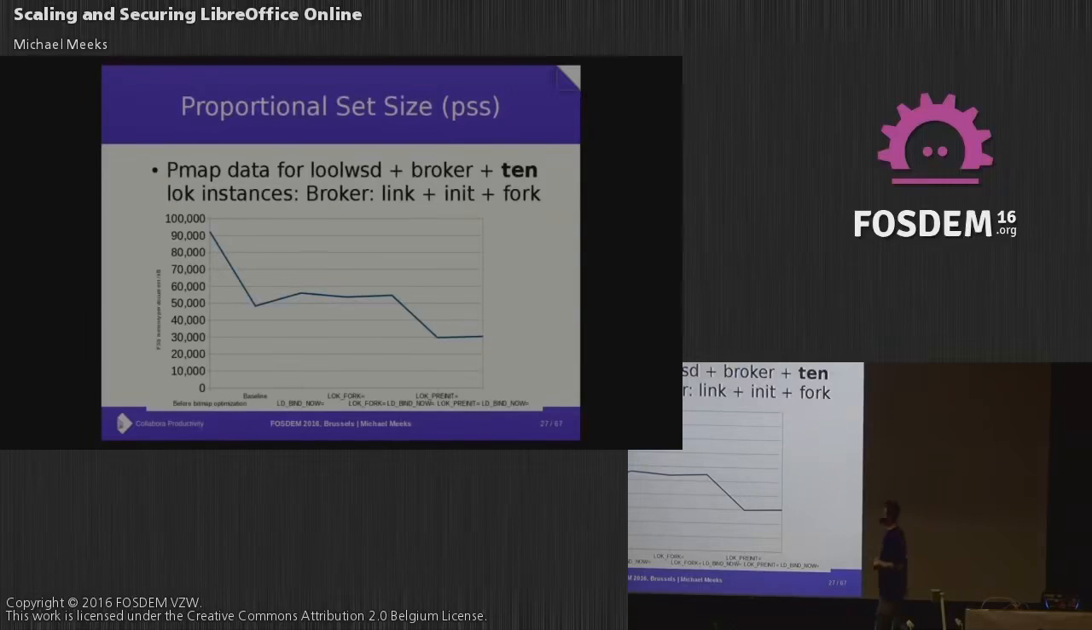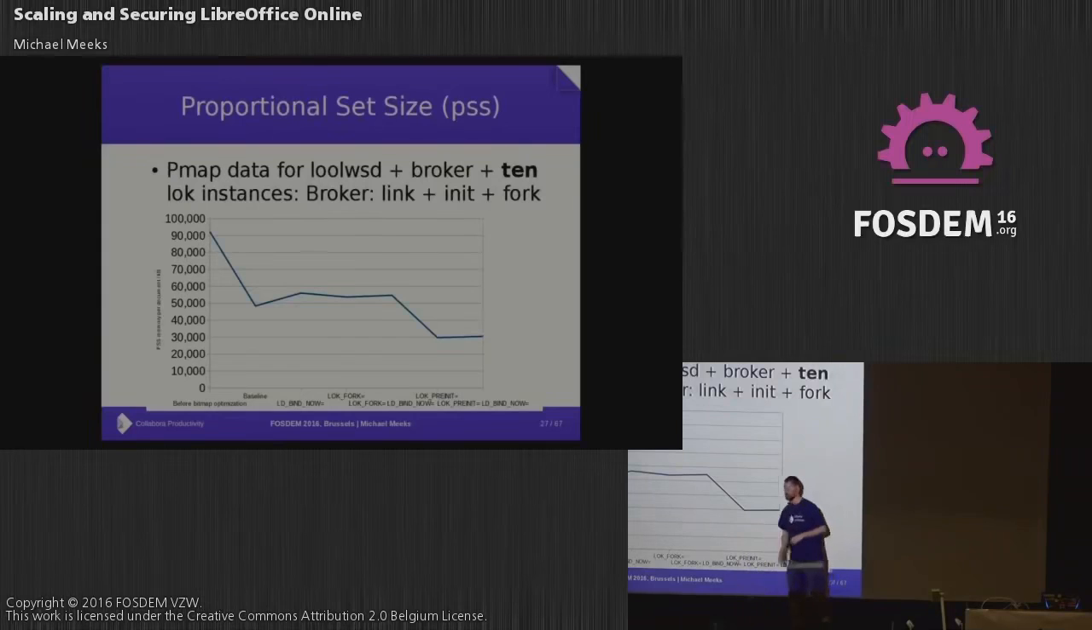Here's a look at just some PMAP output, so looking at the proportional set size, which tries to work out how many users of a page there are, and then divides the cost up by as many users as there are. Measuring memory usage is pretty tricky business. So before we did this bitmap optimization, it was quite a lot per user. As you can see, just stopping doing stupid stuff helped quite a bit there.